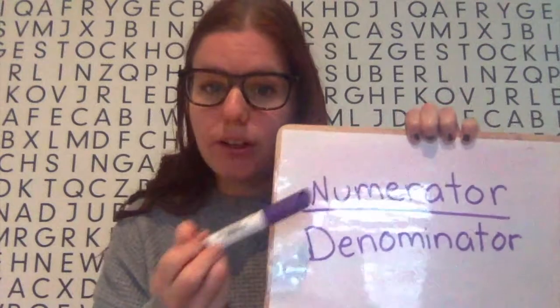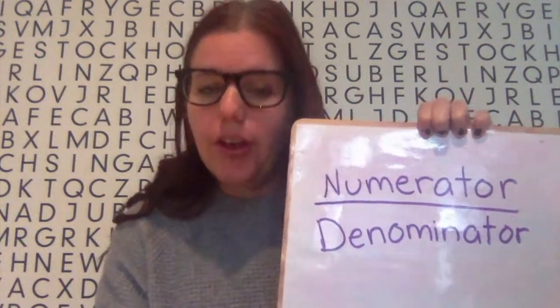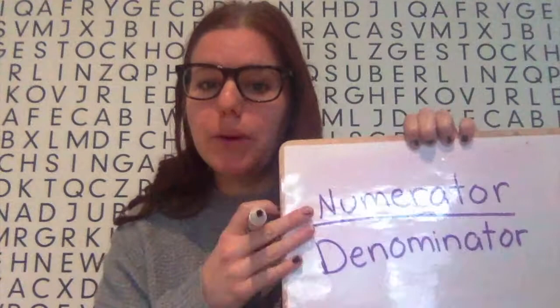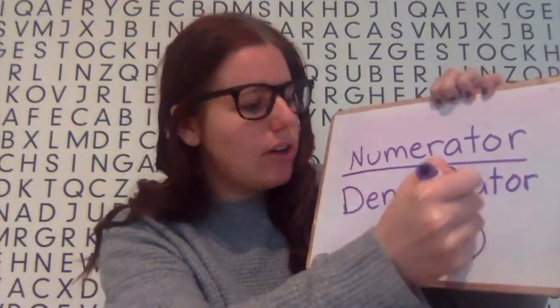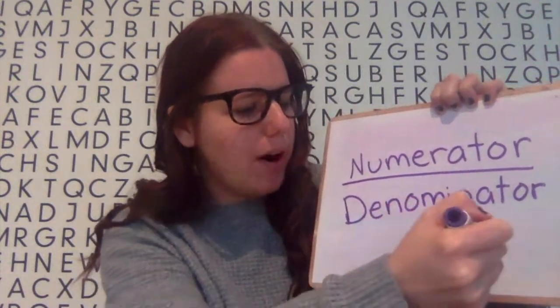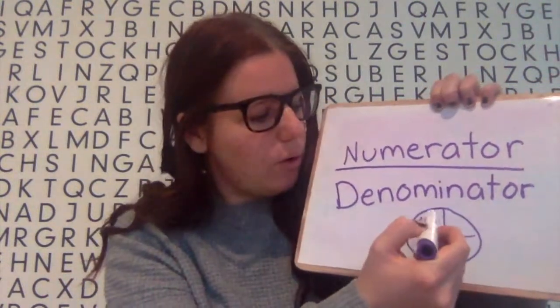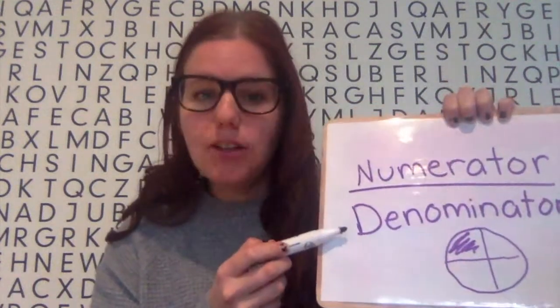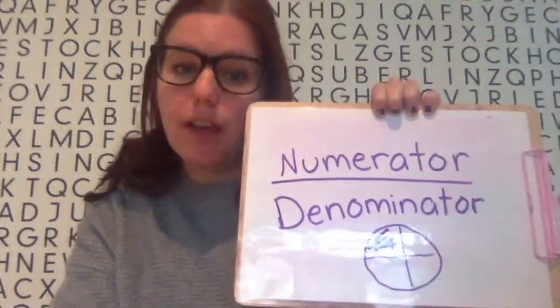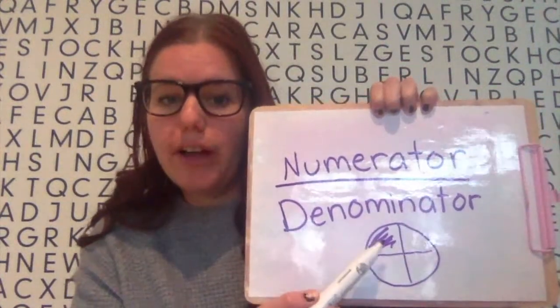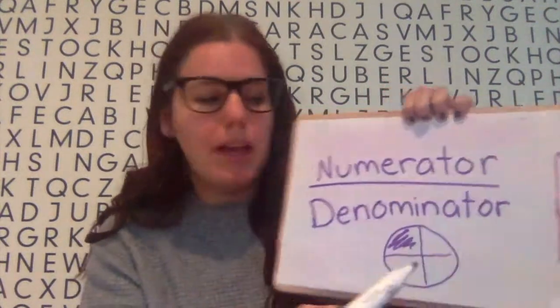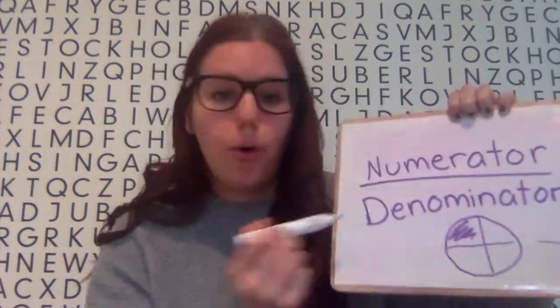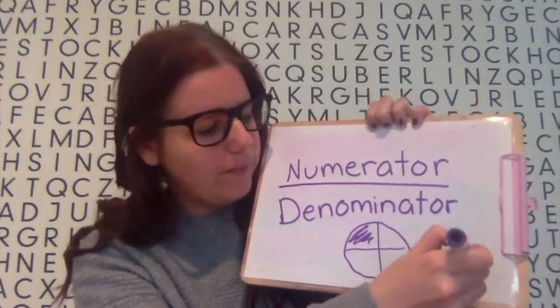So, a fraction consists of a numerator and a denominator. Basically, these numbers are talking about parts of wholes. So if I were to draw a circle and break it into 4 parts, and I'm going to color in one of those parts, my denominator is noting how many parts of a whole I have. So if I look, I have 1, 2, 3, 4 parts that are going to make this whole. So my bottom number, or my denominator, would be 4.